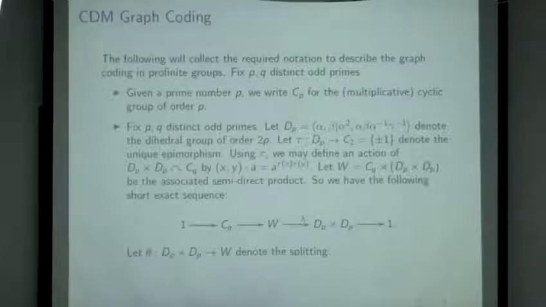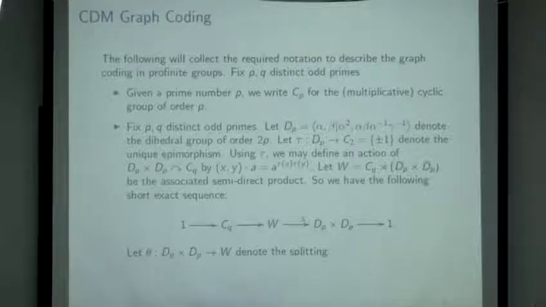Okay, so the relations are written here. Anyway, so there's a Z mod PZ sitting inside, generated by beta, and the quotient by that gives you an epimorphism onto the cyclic group of order 2, plus or minus 1, right? So let's call that tau.